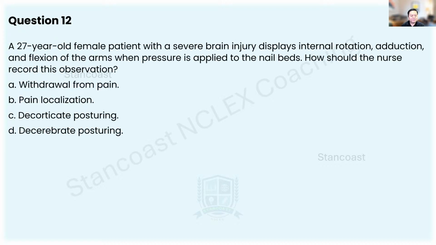Let's have number 12. A 27-year-old female patient with a severe injury displays internal rotation, adduction, flexion of the arms when pressure is applied to the nail beds. How should the nurse record this observation? Is it A, withdrawal from pain, B, pain localization, C, decorticate posturing, D, decerebrate posturing? You're doing the Glasgow Coma Scale in this assessment. So how should the nurse record this observation? Will that be A, B, C, or D?